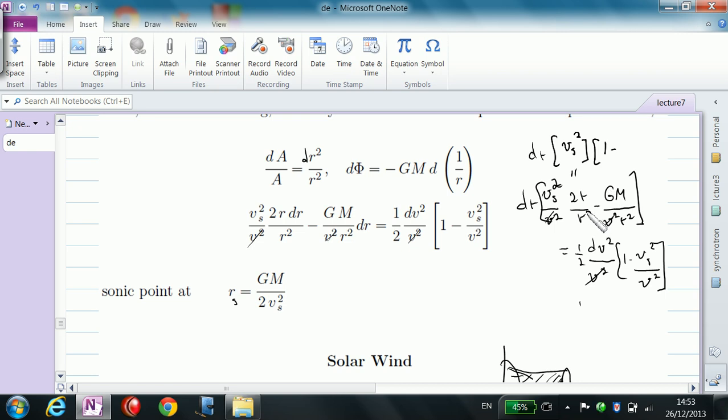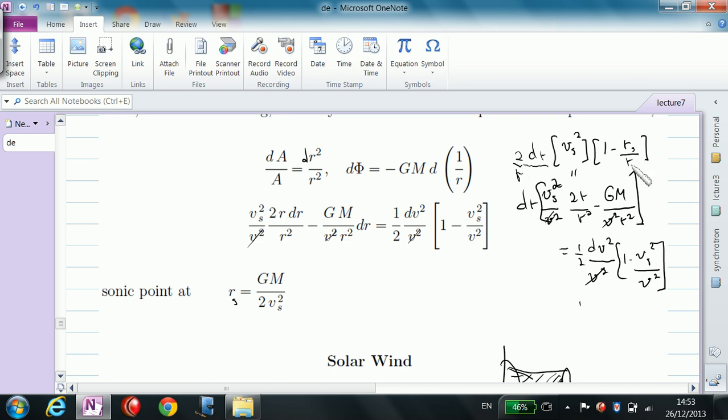There was a square here, wasn't there? Okay. Is that right? Yeah, I think so. If I just take out the vs squared, I have a GM over here. I guess I just want a 2 over r here, and then I'm all set.